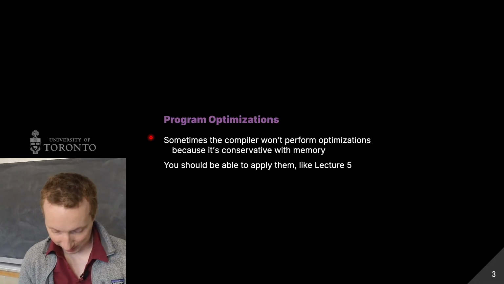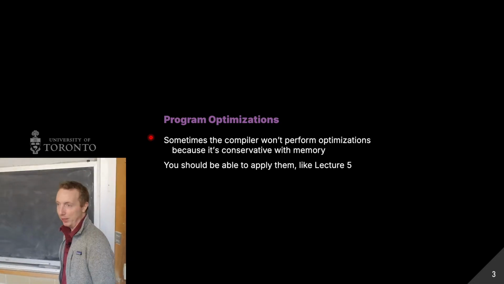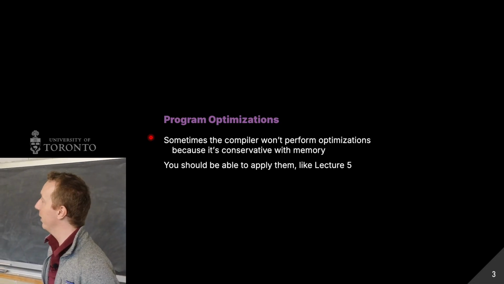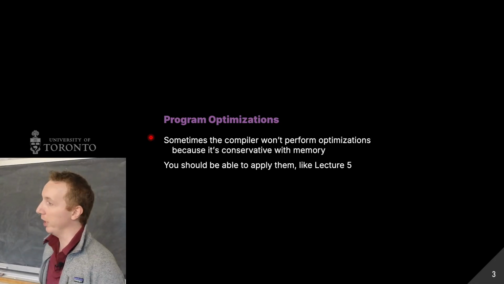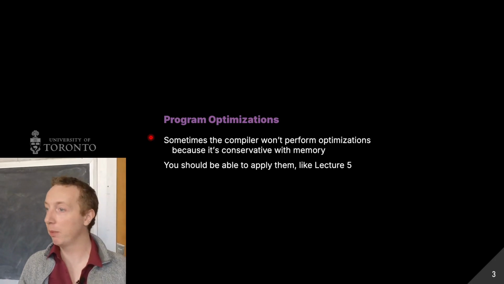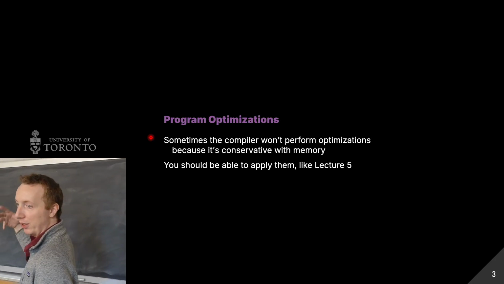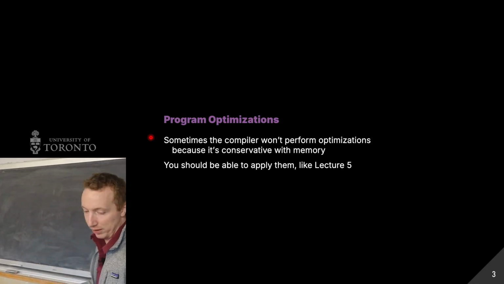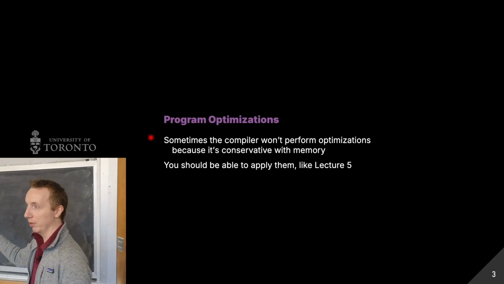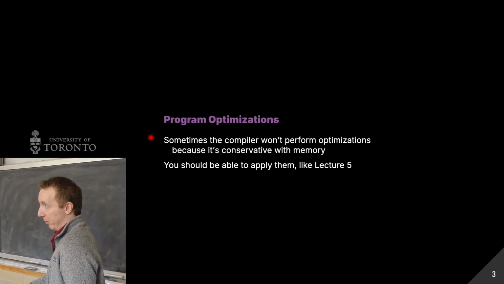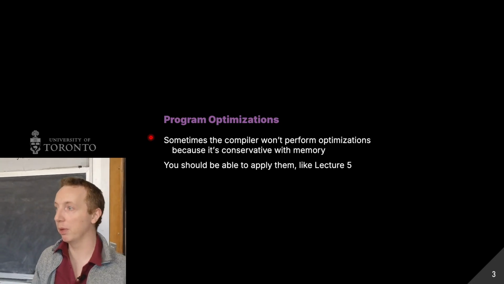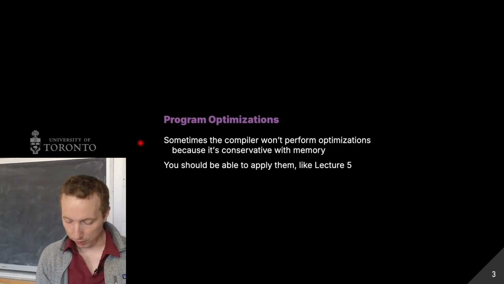Perfect, great. All right, program optimizations. Sometimes the compiler won't perform these things because it's conservative with memory. If you write to some memory location, maybe it can't optimize that away. Maybe you have to use your brain a little bit and reorder some things. Maybe it won't apply things because they're in different C files, or it has to make the worst case assumption about a function, but maybe you know a bit better. So you should be able to apply them.